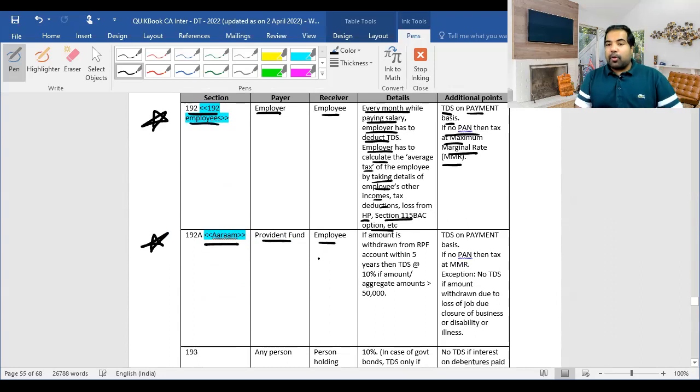When the employees withdraw provident fund more than 50,000 rupees aggregate, then TDS will be at the rate of 10% if the amount is withdrawn within 5 years. After 5 years, no problem. Even within 5 years, if the withdrawal is due to loss of job, closure of business, disability or illness, then no problem. And TDS is on payment basis. If you don't give your PAN, that's a big punishment at MMR.